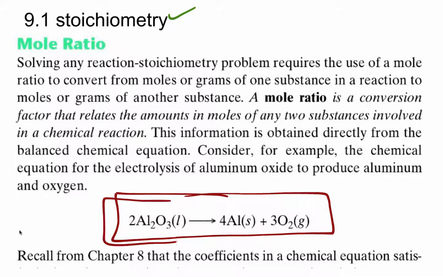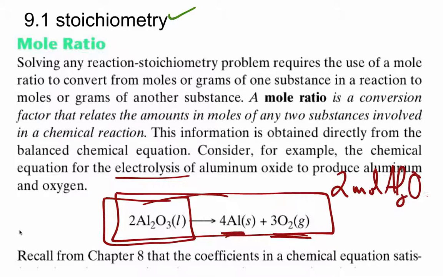So for instance, if we look at this reaction down here, we have aluminum oxide going through decomposition via electrolysis into solid aluminum and oxygen. So what this is allowing us to do, if we look at the mole ratios, is telling us that if we have 2 moles of aluminum oxide, then we will produce 4 moles of aluminum and 3 moles of oxygen. And that doesn't really seem like much for us, but that is what it's telling us.